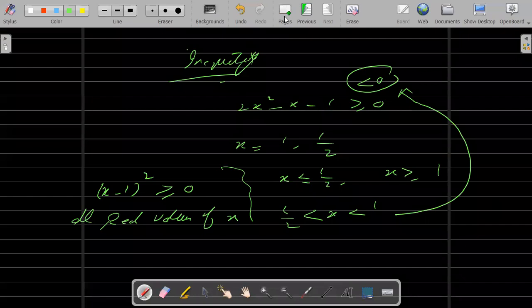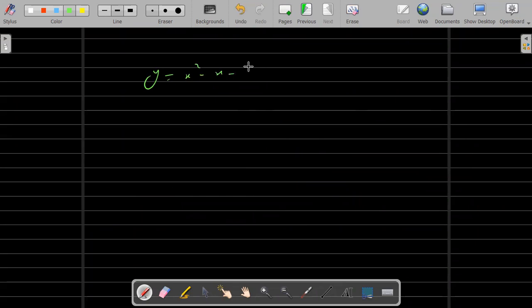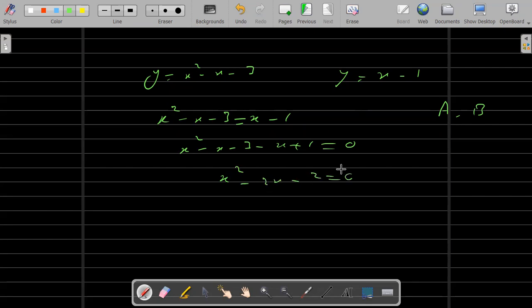Abdullah, see here. Sometimes the equation of a curve is given and the equation of a straight line is given, and he's saying that the curve and the straight line intersect at points A and B. Find A and B. In the same way as we did before, we have to make one quadratic equation. So x square minus x minus 3 is equal to x minus 1. In place of y, I use this one. Then x square minus x minus 3 minus x plus 1 equal to 0, so x square minus 2x minus 2 equal to 0. Then you will apply the quadratic formula and you will get two answers.